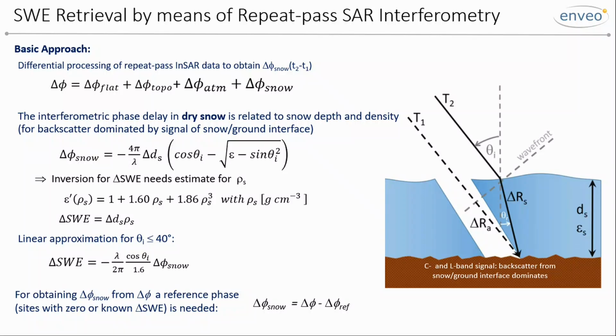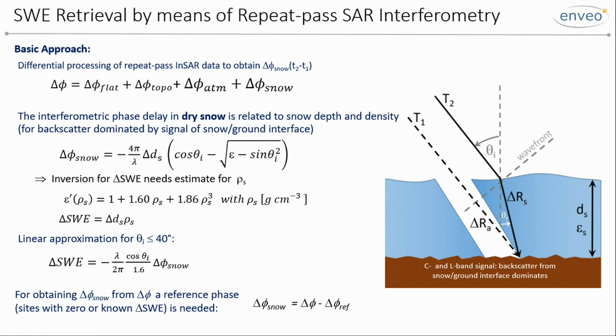But when I do some mathematics and a little bit of approximations, and using that the change of SWE is the change in snow height times the bulk density, I can get to an equation like this. There are different equations, approximations around, but it's a direct relation between the change of snow water equivalent and the measured interferometric phase. And this is very nice. No grain size, no other issues which are nasty. So in principle, this is quite nice.